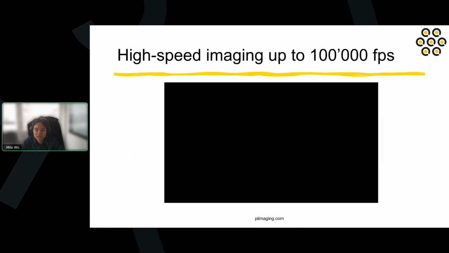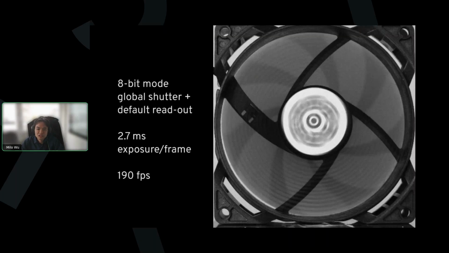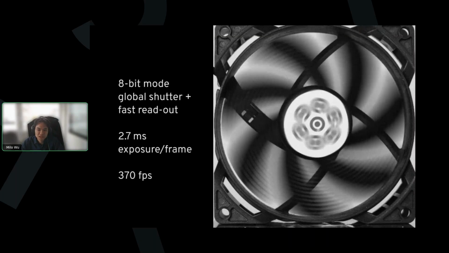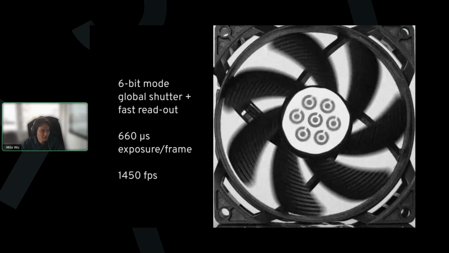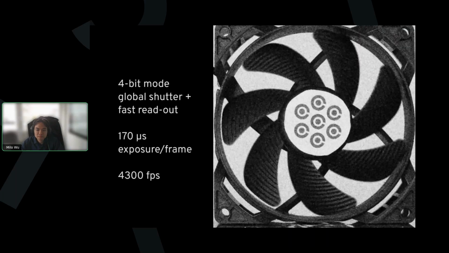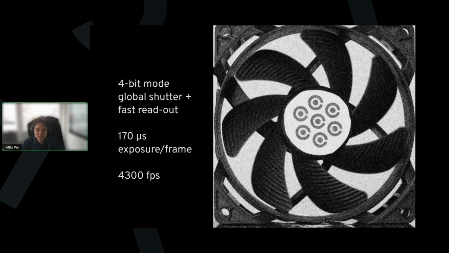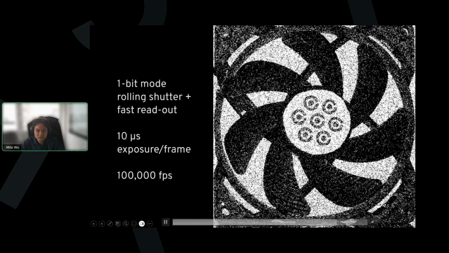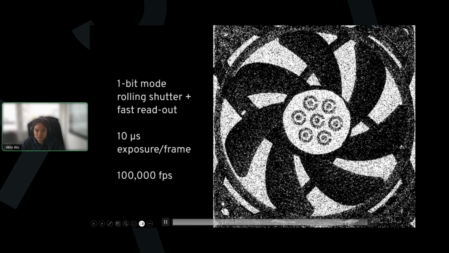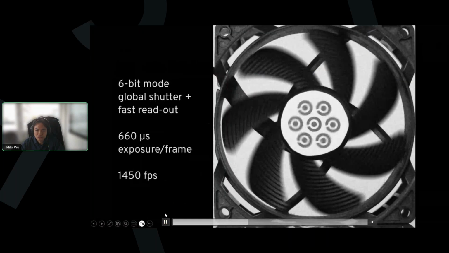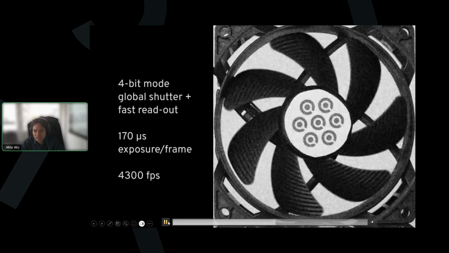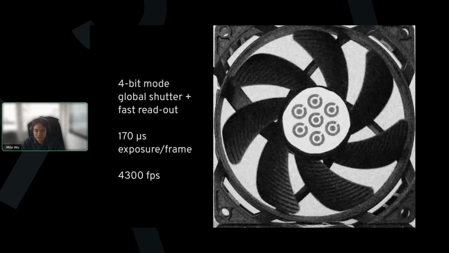So here's a video of what 100,000 FPS looks like for a high-speed application. In the standard 8-bit video, you will see this kind of motion blur due to a longer exposure time. But if you lower the bit depth down to 4-bit or 1-bit, with the super high frame rate, you can achieve almost no motion blur, and you can capture very fast events.